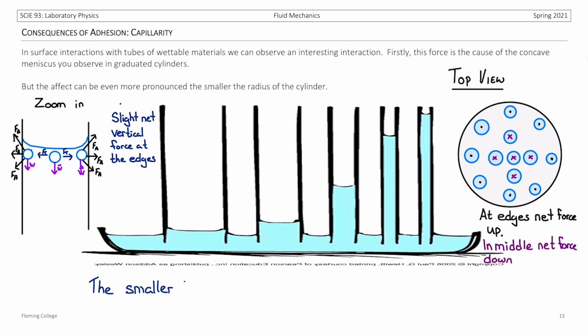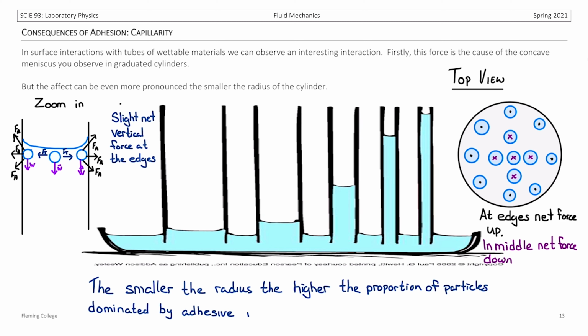So this causes our concave meniscus, but as we shrink the radius of the tube, we'll see that a higher proportion of the particles will be dominated by the adhesive force, which means that there will be a greater net force up than down. As our volume increases though, so as we slowly pull that level up higher and higher, then we have more and more fluid in the tube, which means the center of mass includes a greater and greater amount of mass, which will increase the weight, and eventually we get to a point where that net adhesive force up reaches equilibrium with the net weight down of the entire tube, and that's why the substance stops rising at a certain level.